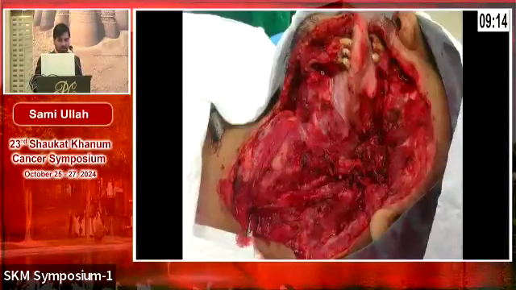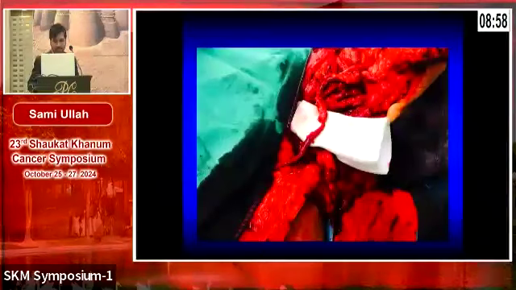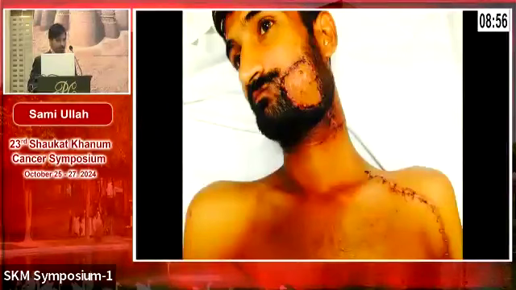Same individual again, and we did a very large ALT. The arterial system was plugged into the external carotid system, and then the cephalic vein was used for the venous drainage. There's another individual in which the cephalic vein was used as well.